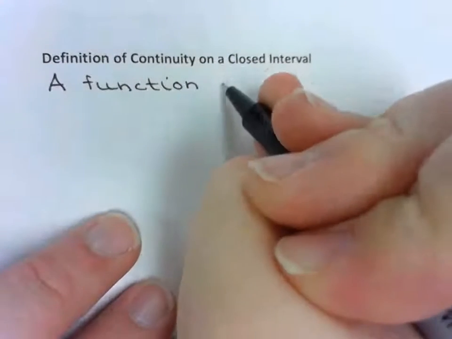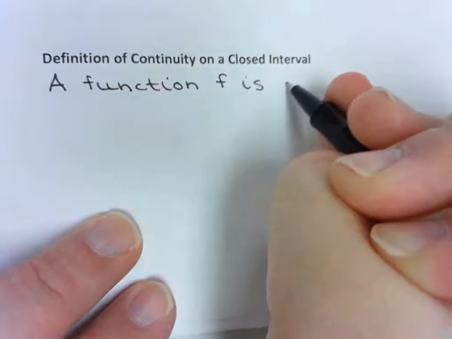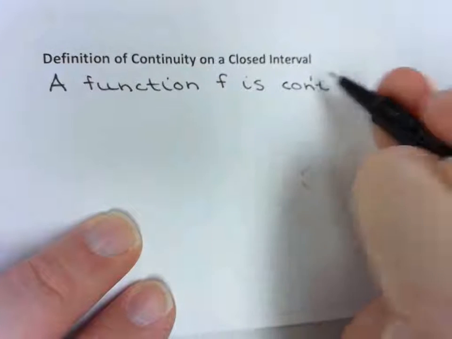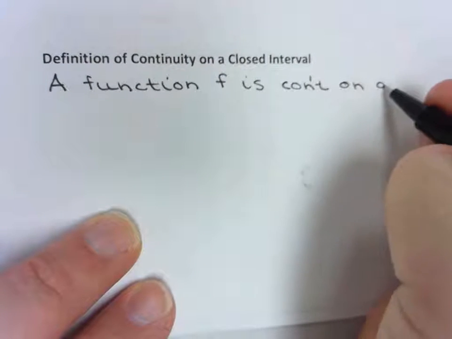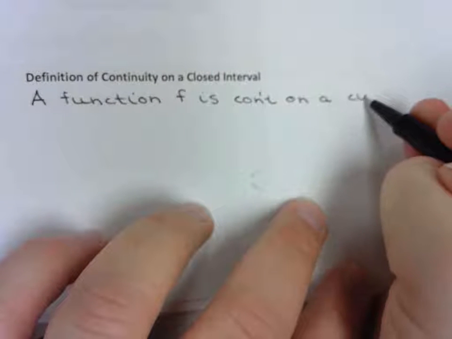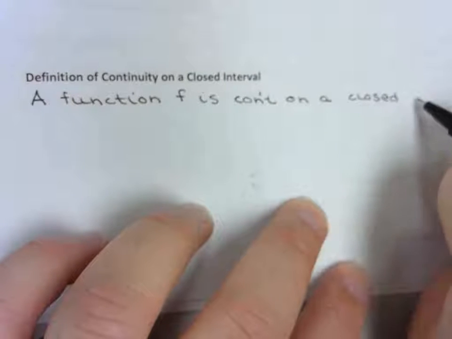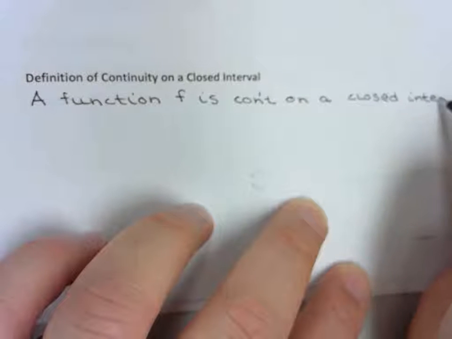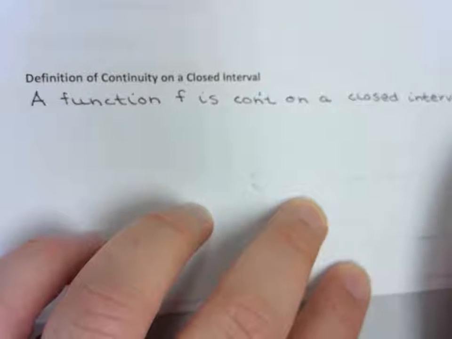A function f is continuous on a closed interval, and we're using brackets because it's a closed interval, which means it can be equal to the endpoints a and b.